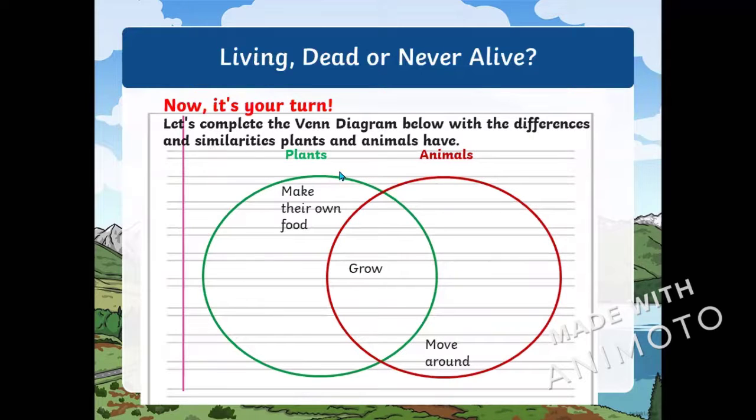So you're going to complete the Venn diagram below here with the differences and similarities plants and animals have. As I already explained to you, now you're going to complete it. You're going to copy exactly as it appears here, and then you complete what is missing. Remember, we have differences here, and in the center, in the middle, we have the similarities. So what they have in common, we can have the plants grow the same as animals.